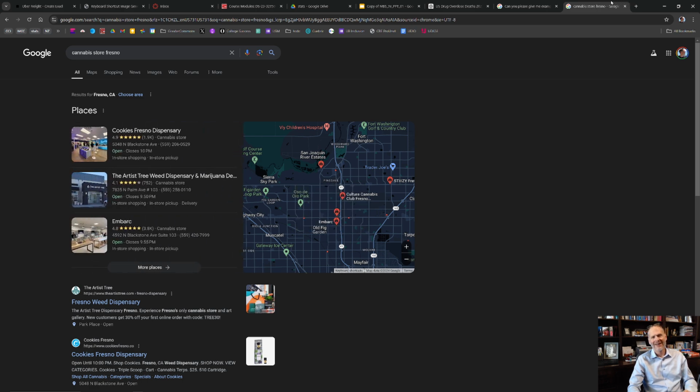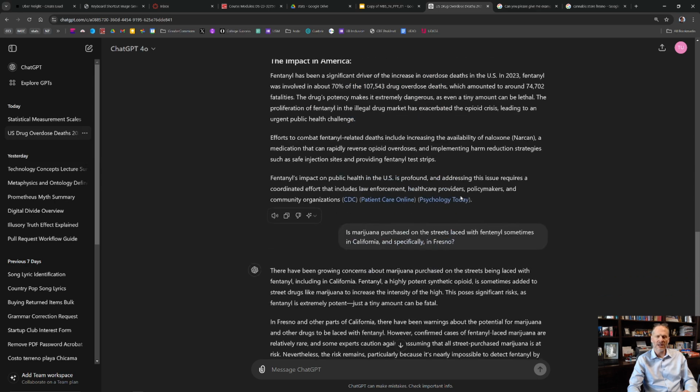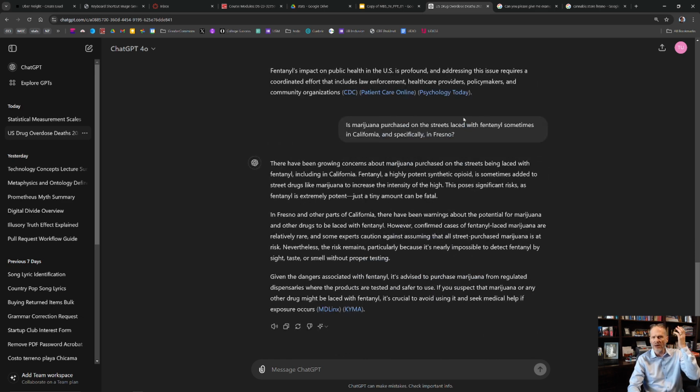And if you buy it on the street, right, 70% of these 107,543 drug overdose deaths were caused by fentanyl. So if you're buying it on the street, you're risking your life. That's really important to know, really important to know.